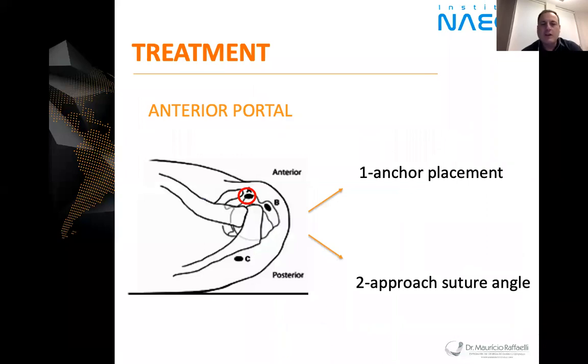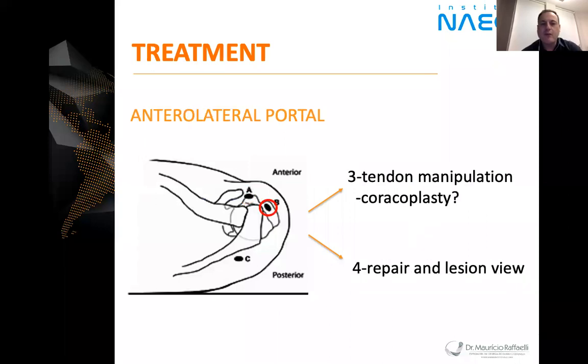In arthroscopic repairs of subscapularis tears, I usually maintain my scope through the posterior portal, and I normally use the anterior portal for placing the anchors and passing my sutures. I create an anterolateral portal to manipulate the tendon, observe the repair, and possibly do a coracoplasty. When there is an important lesion of the subscapularis, I usually put my scope through the lateral portal for a subacromial approach to the subscapularis tendon.